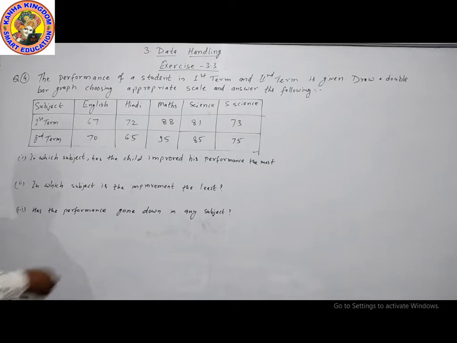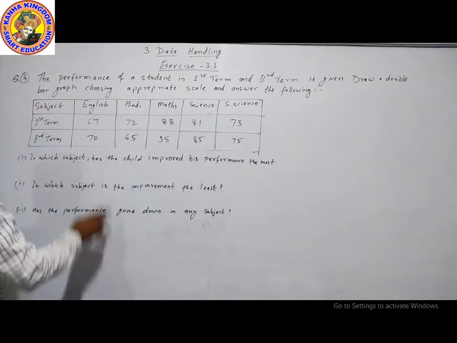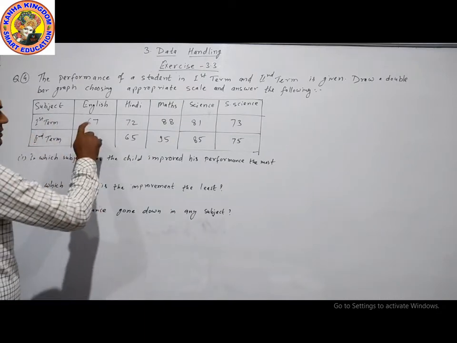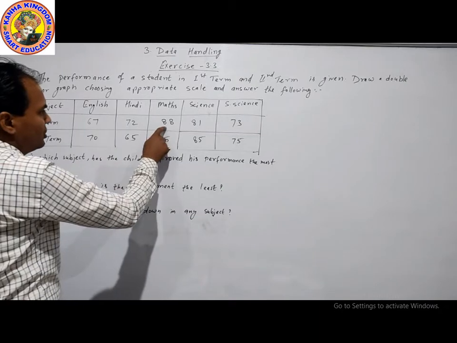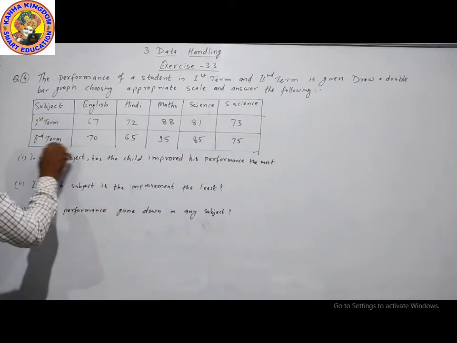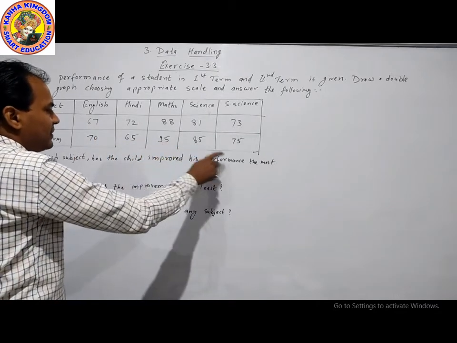Given as a table: subject English, Hindi, Math, Science, Social Science. First term marks out of 100 is 67, 72, 88, 81, 73, and second term marks are 70, 65, 95, 85, 75.